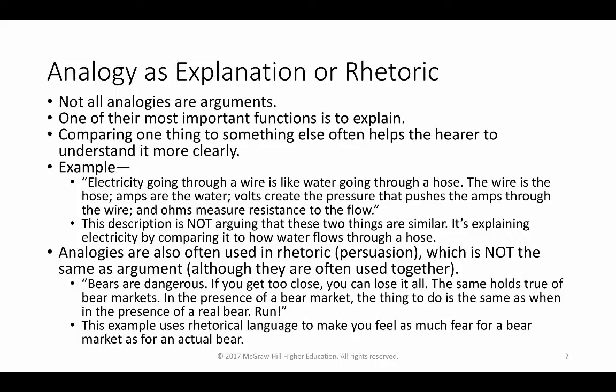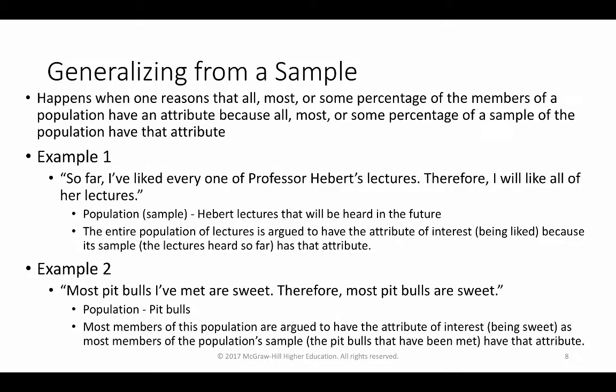So when you see analogies, look to see if they're being used as evidence for something, or as an explanation of something, or to persuade you of something. Another kind of inductive reasoning is called generalizing from a sample. What this means is that you contend that because a certain percentage of a population that you're talking about has a particular attribute, that the population as a whole has that attribute in a similar percentage. Now, by population, we mean any identifiable group of things.